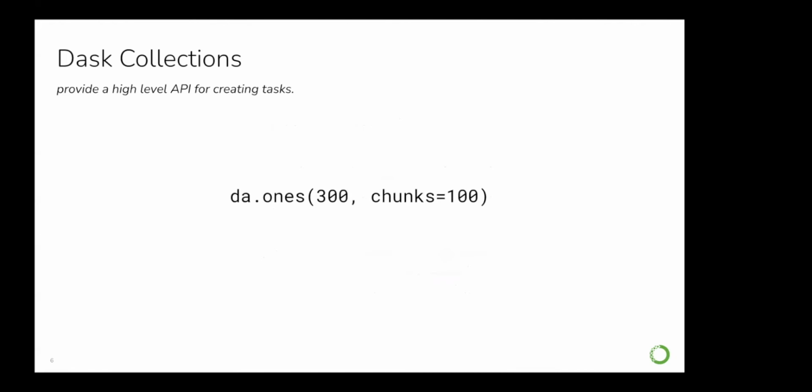This is what the collections API provides, a high-level API for writing code in the same style you would with NumPy, but here with an additional argument to define how it's chunked. Really, Dask aims to be familiar to users of the PyData ecosystem to do distributed parallelized computing.